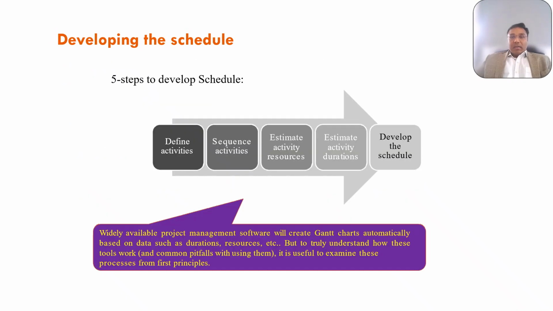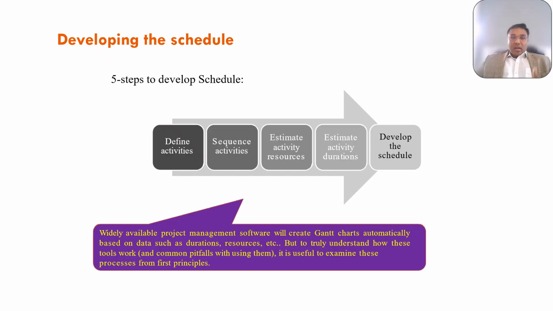Now, let's develop a schedule. Developing the schedule involves a five-step process or phases. The first one is define activities, which is based on your WBS, the work breakdown structure. And then you have to sequence your activities. The second phase is sequencing activities, which is establishing logical order using a network diagram.